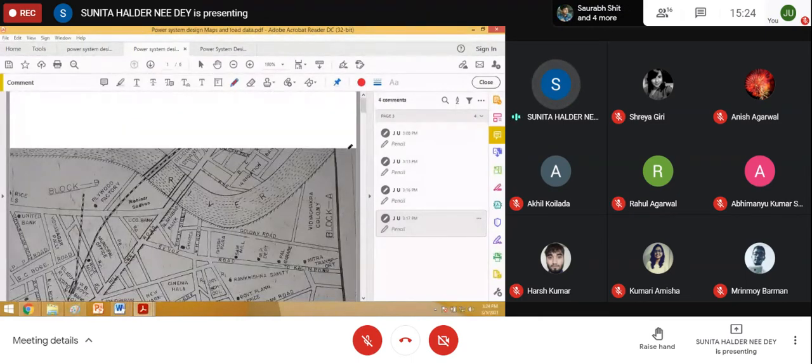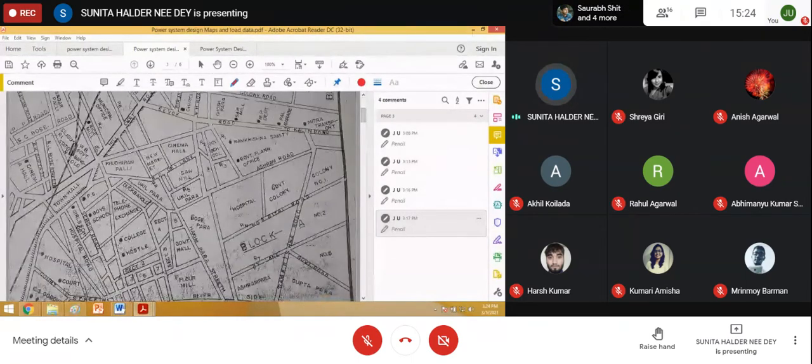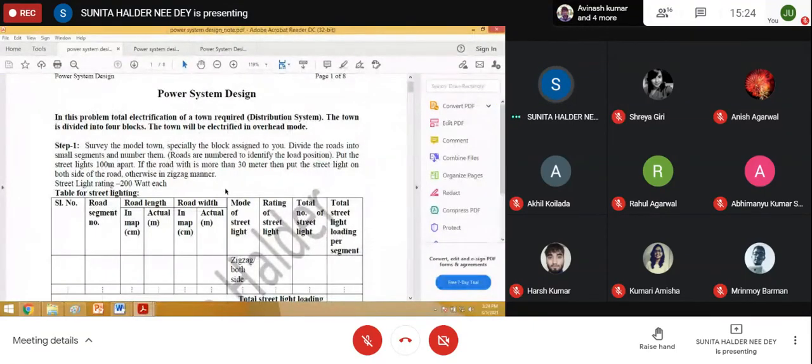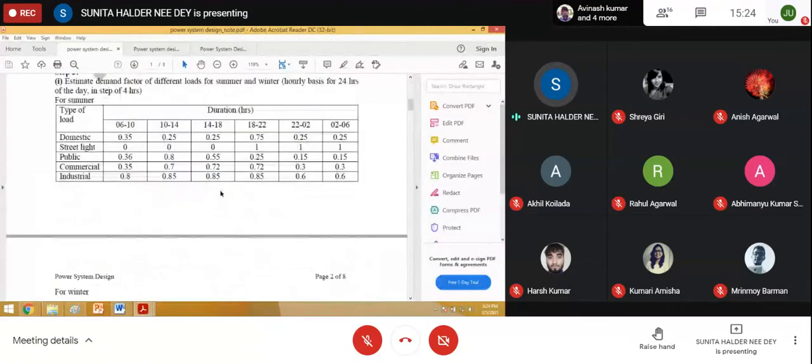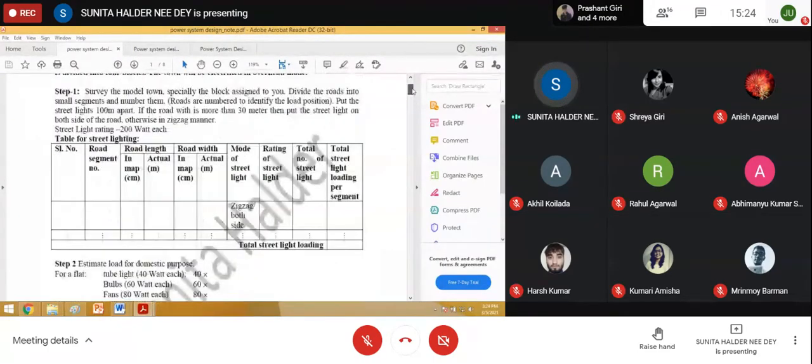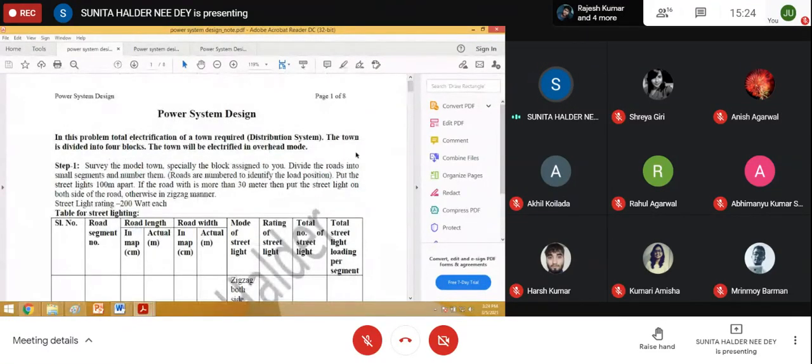Any more questions? And this design note I have given you, you have no need to go through all these 8 pages right now, because it will create many confusions. Here we have come only to this part. You just make the road segments. We have not even come to the part of putting street lights 100 meters apart, right? So leave it right now.